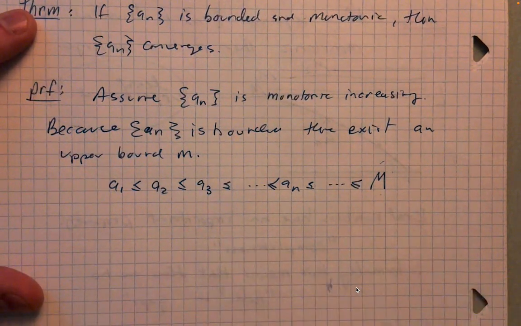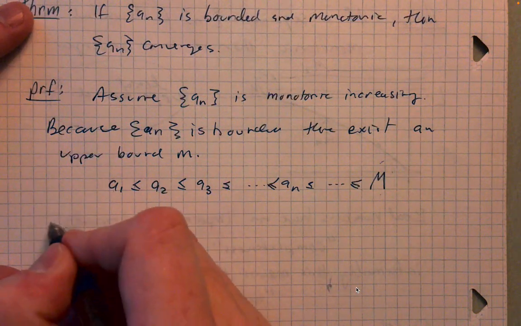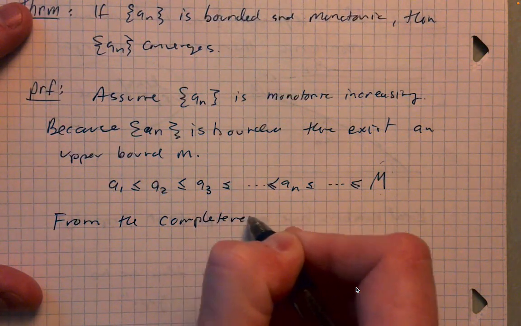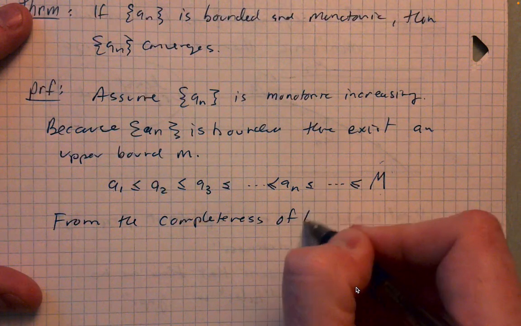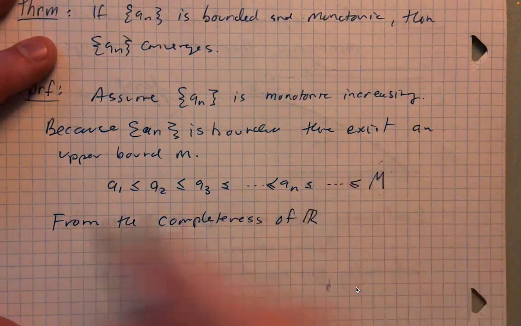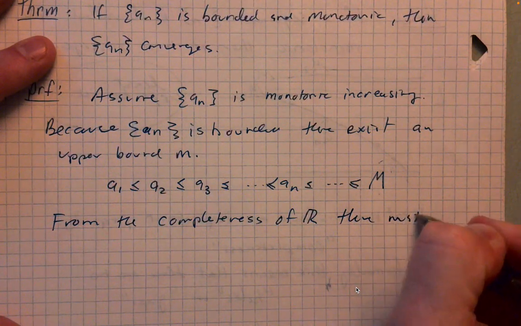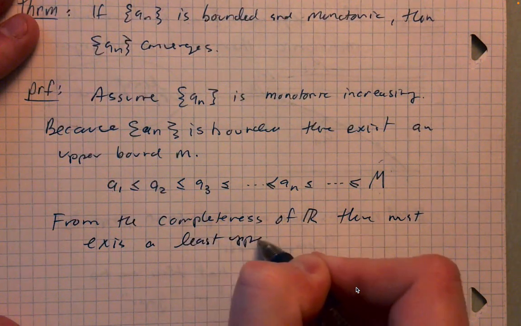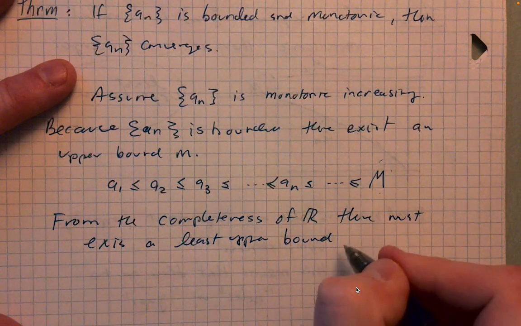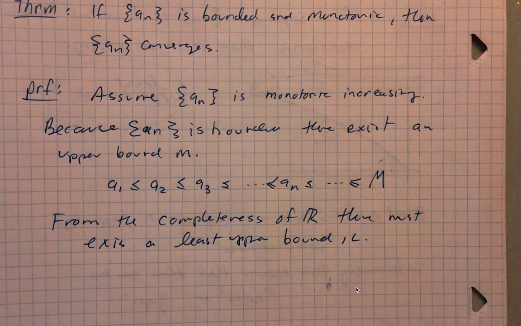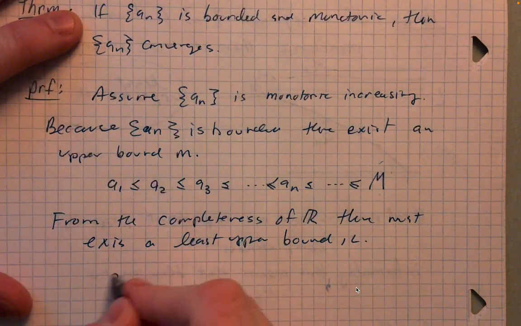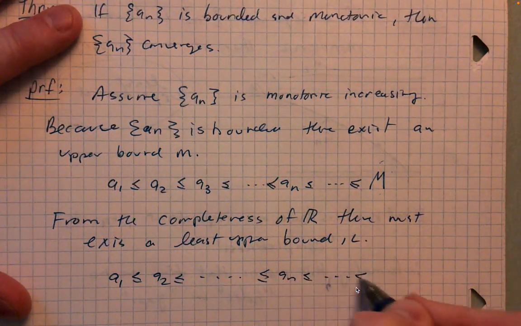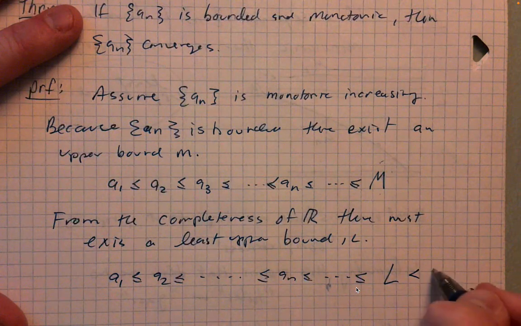Now here's where we'll bring in the least upper bound, because, from the completeness of R, this is a big piece of it, there must exist a least upper bound, and we'll call that L. So the picture is really more like this: a_1 is less than or equal to a_2, less than or equal to ... less than or equal to a_N, less than or equal to ... less than or equal to L, which is itself less than M.